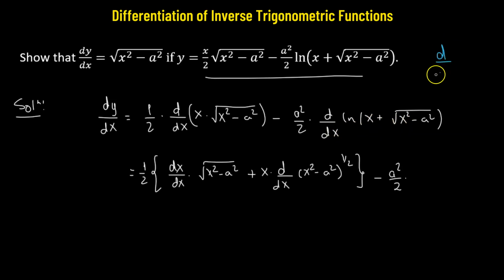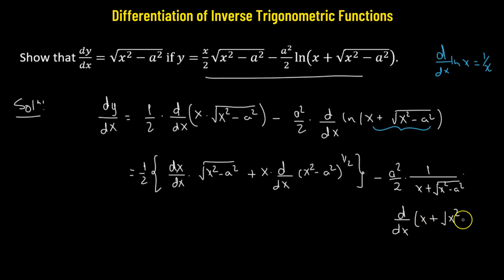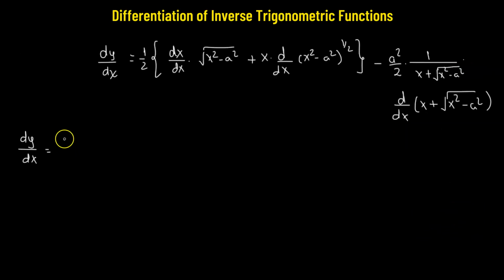We know that the derivative of the logarithmic function is 1 over x. So here we have 1 over x plus square root of x squared minus a squared. But we need to apply the chain rule. For that we need to multiply it to the derivative of the argument of the logarithmic function, which is x plus square root of x squared minus a squared. So we have half times the derivative of x with respect to x, so that's simply 1.